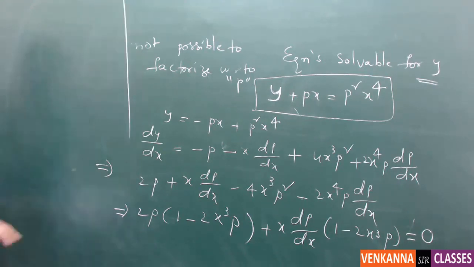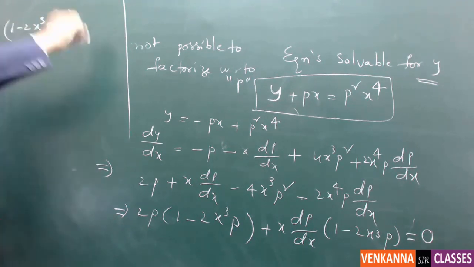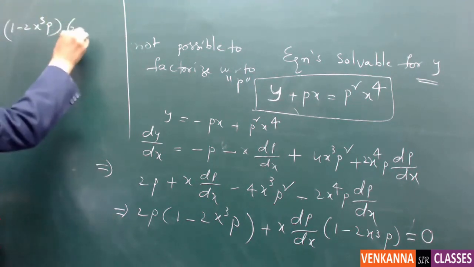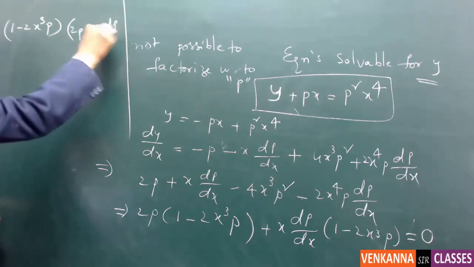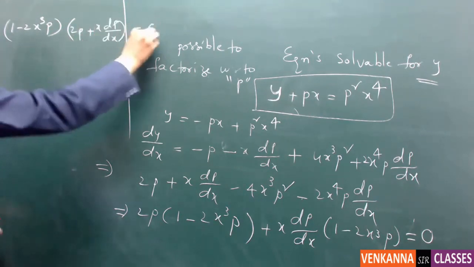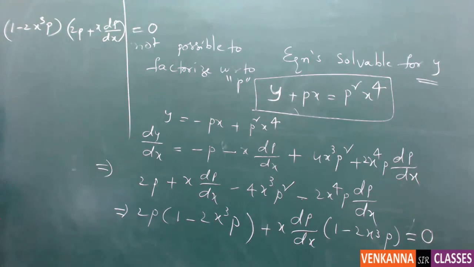So the result is (1 minus 2x cube p) into (2p plus x dp by dx) equals 0. This is the factorization value. Accepted? Any queries for anybody in having this answer? Please respond.